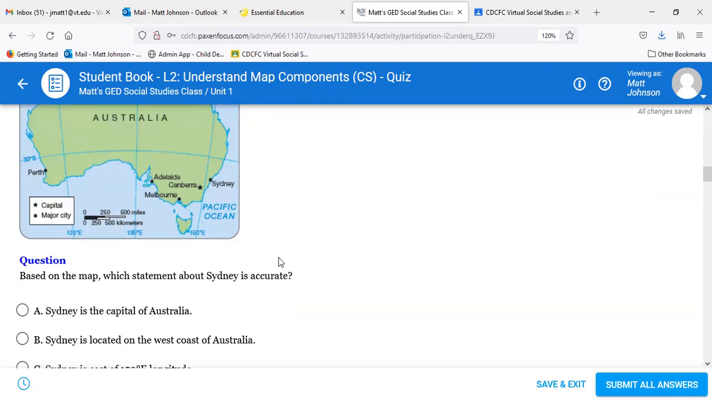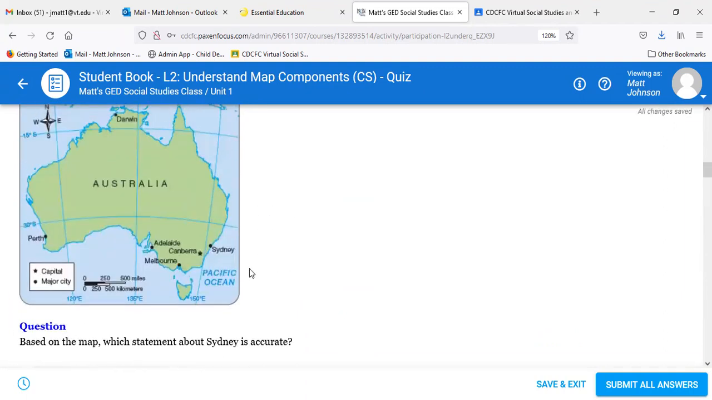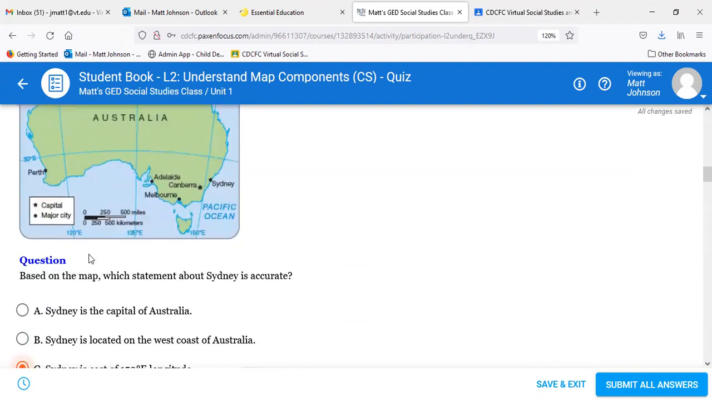All right, so based on the map, which statement about Sydney is accurate? I think it's C. Yeah, Sydney is east of 150 east longitude. There's our 150 east. Just like with the United States we talked about west longitude, Australia being on the other side of the world has east longitudes. So Sydney is east of 150 degrees. You also see with the latitudes that they're south. Up here somewhere is 0 degrees at the equator, and then it counts down this way.